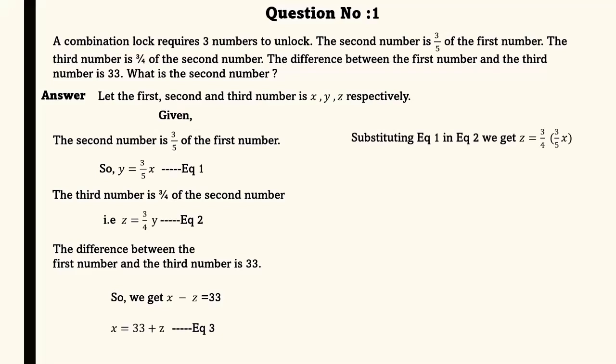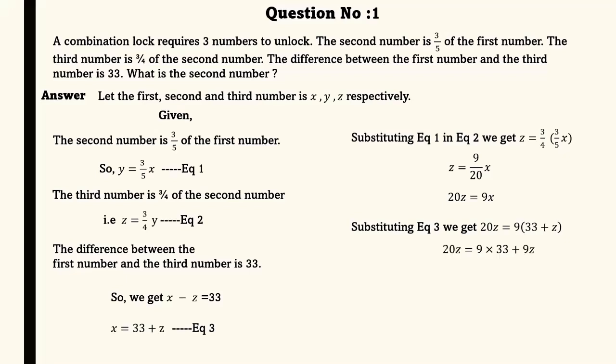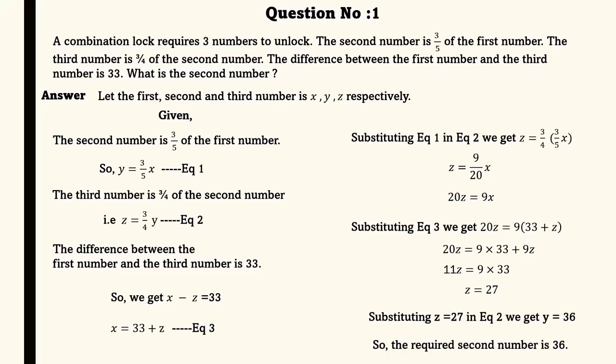Now let us start solving. Substituting equation 1 in equation 2, we get z as 3 by 4 bracket 3 by 5 x. Substituting equation 3 in the above equation, we will get 20z is equal to 9 bracket 33 plus z. 20z is equal to 9 into 33 plus 9z. So using this, we can find the value of z, that is 27. Substituting z in equation 2, we can get the value of y, that is 36. So the required number, second number, is 36.